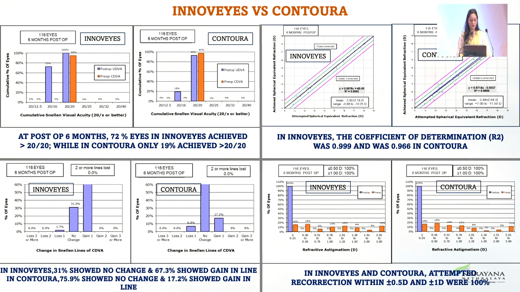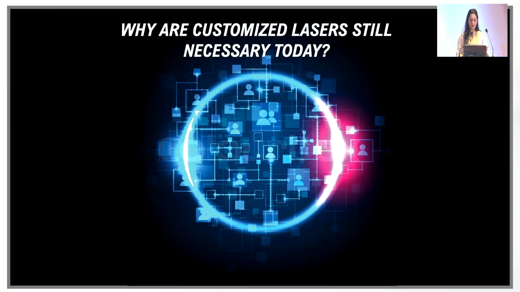When it comes to gain in lines or change in your lines, in InnoVise, 31% showed no change. However, 67.3% of the patients showed a gain of one line or more, whereas in Contura, only 17.2% showed a gain in one line. This is a contralateral eye study. One eye was operated on with Wavelight Plus, which is based on the InnoVise, and the other eye with Contura, the topo-guided LASIK. And when it comes to the spherical equivalent, InnoVise did perform much better compared to Contura.